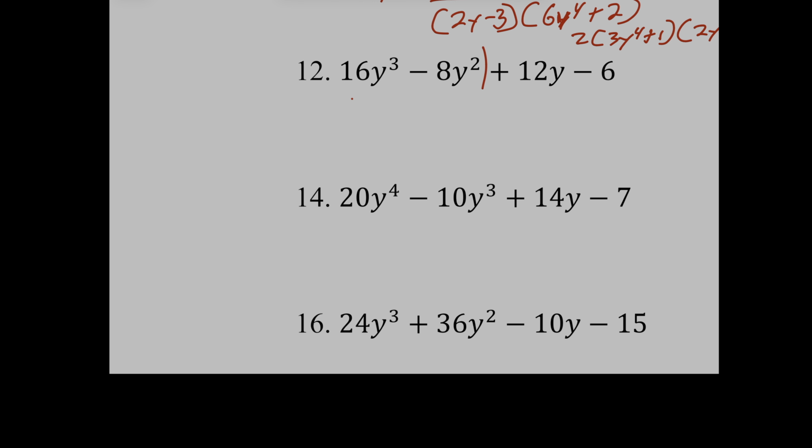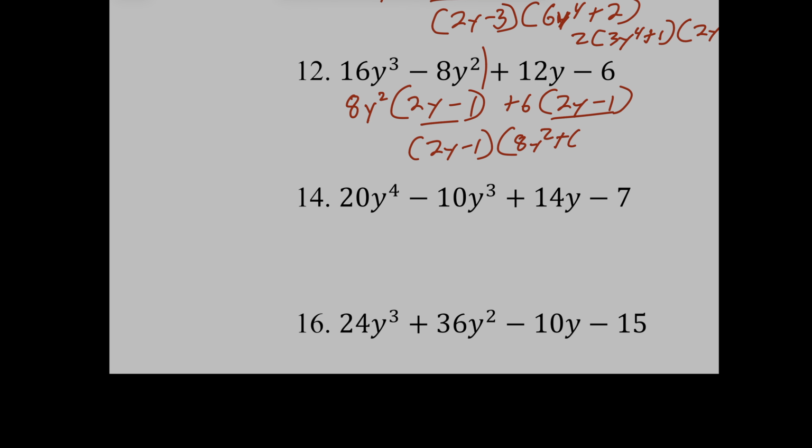Okay, here we go. We're going to pull out an 8 and a y squared, and I'm going to get a 2y minus 1. Here I'm going to pull out a positive 6, which will give me a 2y minus 1. Look, they're the same. So I'm going to get 2y minus 1, and what's left over? 8y squared plus 6. But I can pull out more. So I'm going to pull out a 2: 4y squared plus 3. And don't forget the 2y minus 1 that was already there. That would be my final answer.